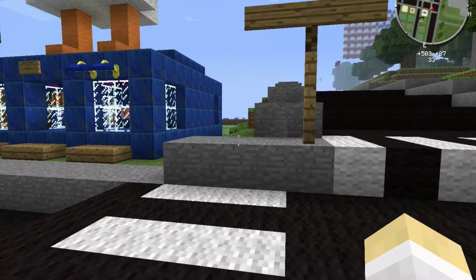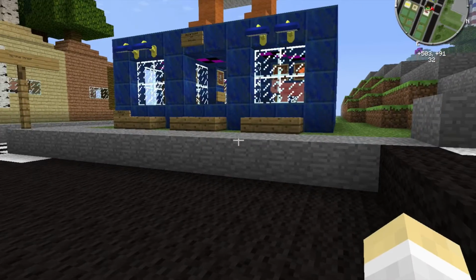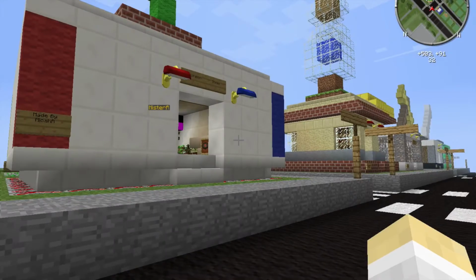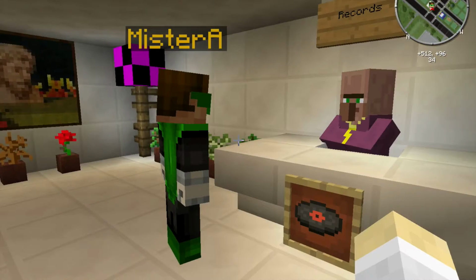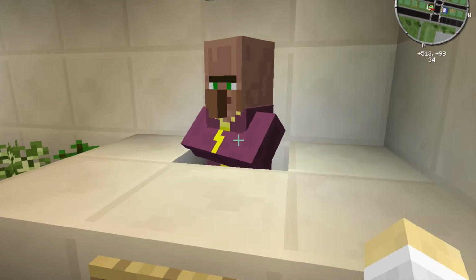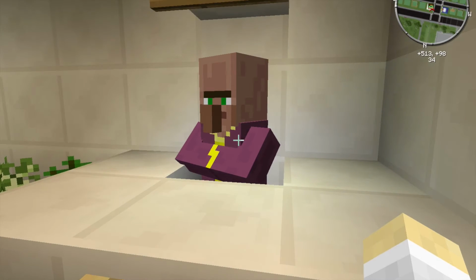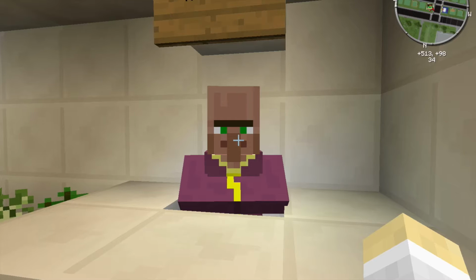If you were to look in any one of these stores, you would notice there are vendors in here. For instance, this wonderful guy here sells records. If you right click on him, a record will cost you 2 bronze coins and 1 stone coin. Those coins come from a mod called Custom NPCs, where there are 7 coins, all the way from wood up to, if I'm not mistaken, emerald. So I can go up to 1 million coins for the cost of something.